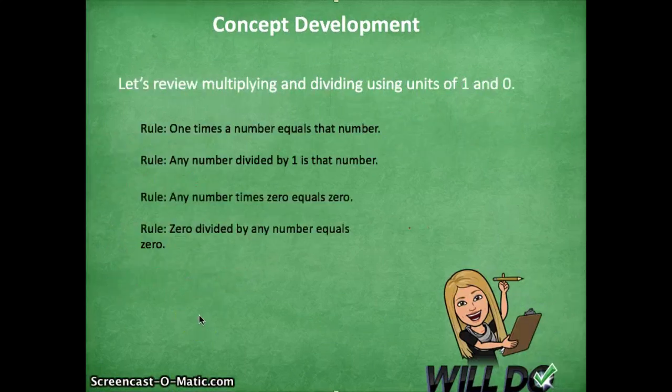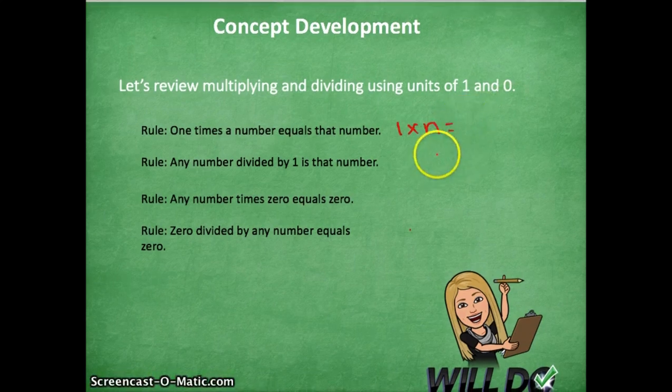So we've learned quite a few rules today. Let's do a little bit of review. We know that 1 times a number equals that number. So let's write that equation down next to our rule. 1 times n equals n. That's the same as saying 1 times 5 equals 5.